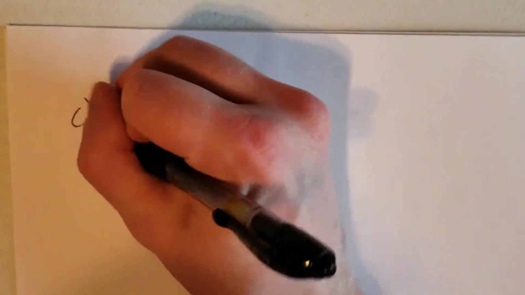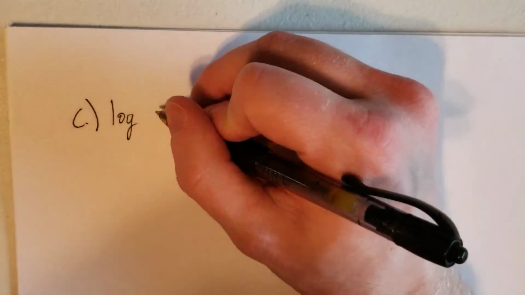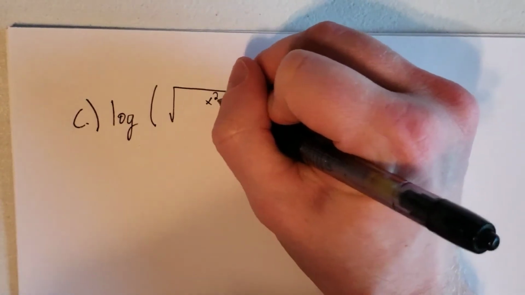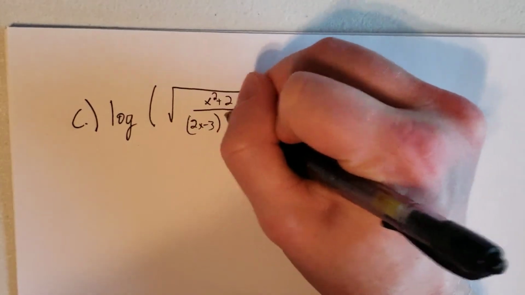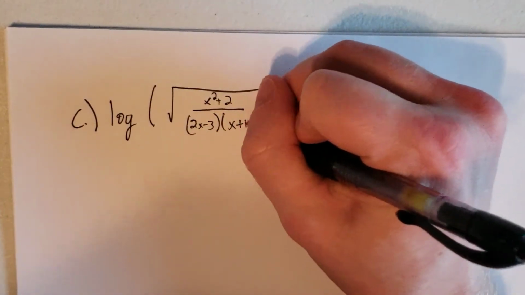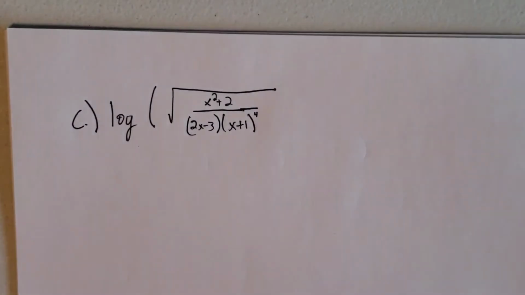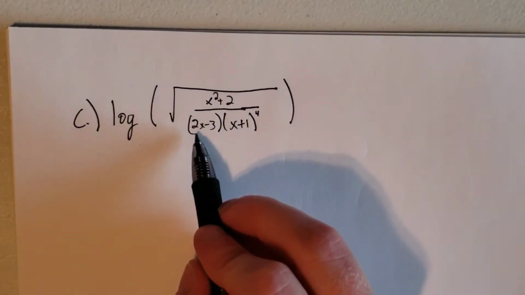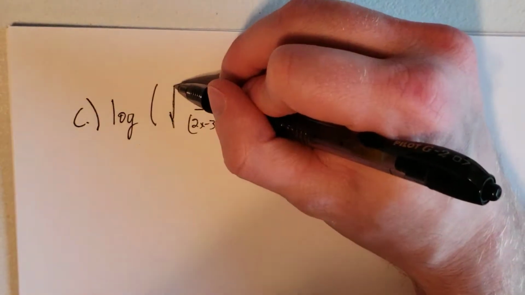We have one more example of that type. A little bit more complicated, but really it's the same thing. So this is going to be log of the square root of x squared plus 2, all divided by 2x minus 3 times x plus 1. And in fact, let's put a 4 on that. So this is the square root of x squared plus 2 divided by 2x minus 3 times x plus 1 to the 4th power. And that square root is over that entire expression.